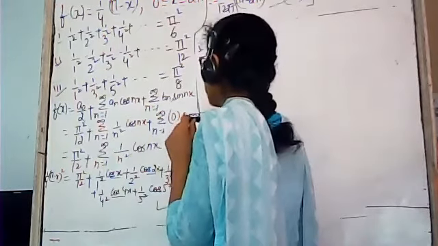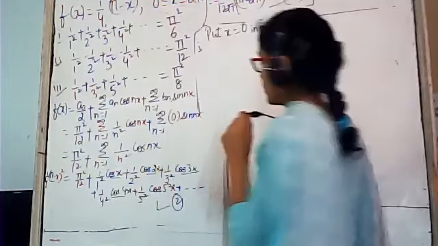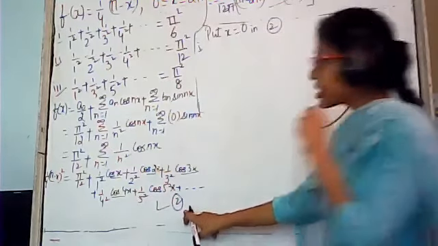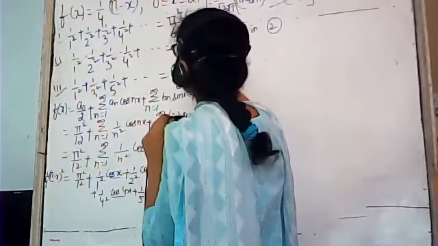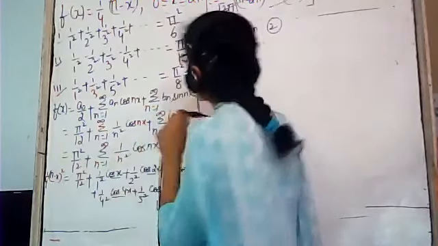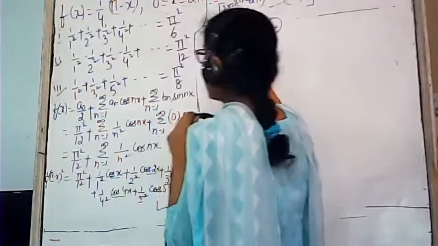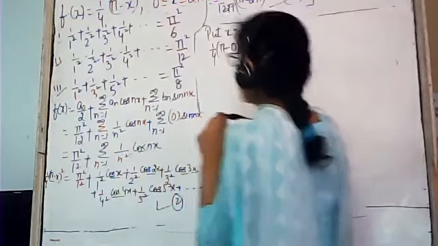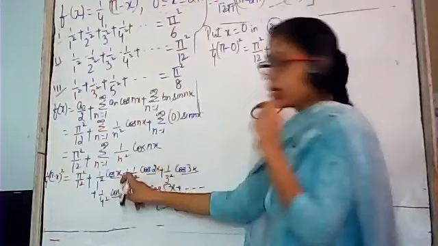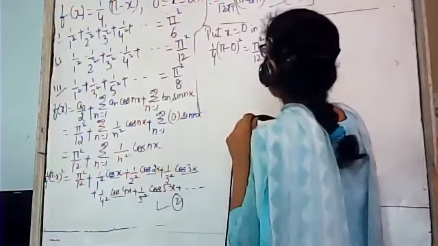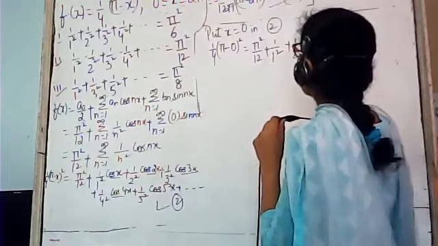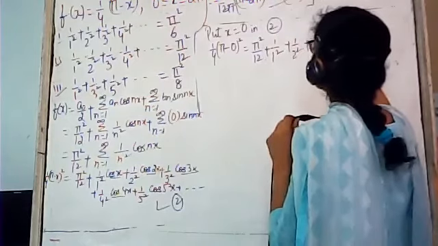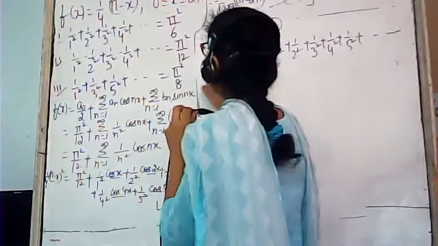If we put x is equal to 0 in equation number 2, let this be equation number 2. What will we get? 1 upon 4 pi minus 0 the whole square, it will become pi square by 4, is equal to pi square by 12 plus 1 by 1 square, cos 0 is 1, plus 1 by 2 square into cos 2 into 0, that is again cos 0, again 1 upon 3 square, 1 upon 4 square, 1 upon 5 square and so on up to infinity. Okay? Left hand side will be pi square by 4.